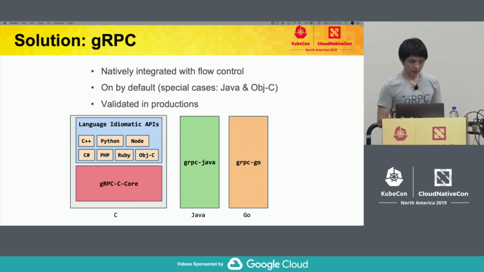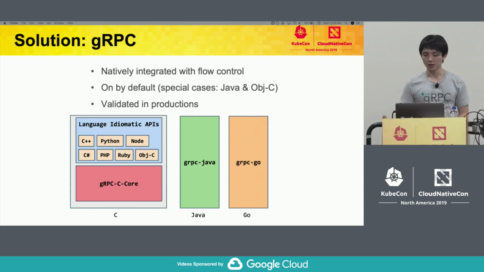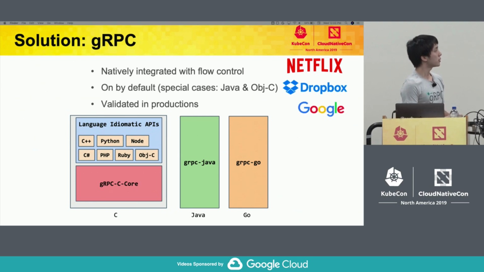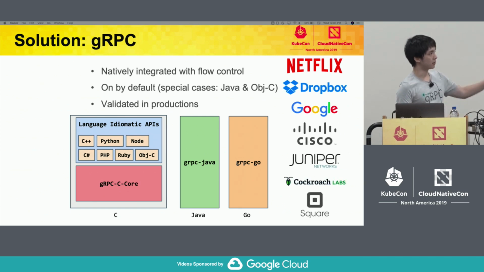And also, the gRPC implementation is quite robust. It is validated in many productions. gRPC has been adopted by many companies. And since I'm from Google, I can only speak for Google's use case. So gRPC is one of the cornerstones of Google's infrastructure, and it is handling tens of millions of queries per second.